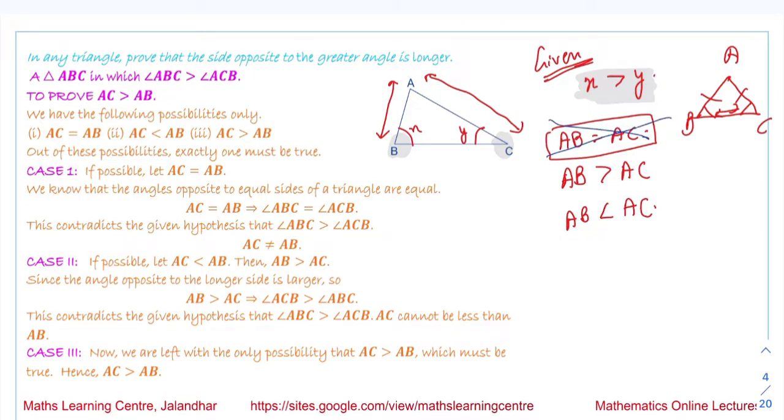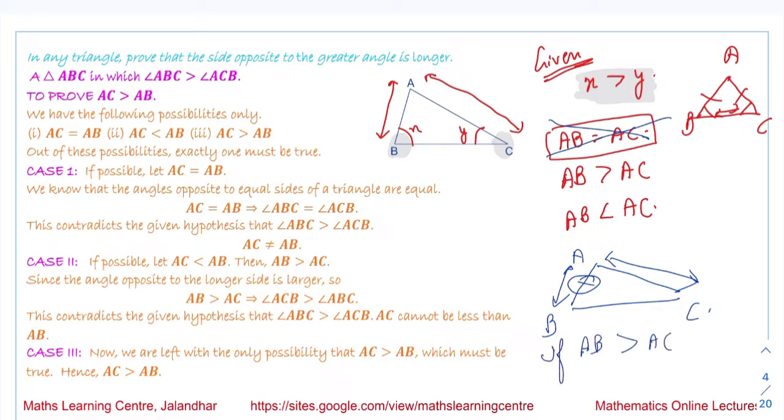Second, suppose a triangle is given, ABC, and we are saying that AB is greater than the side AC. Then from the previous theorem that we have done, we know that if AB is greater than AC, then angle Y will be greater than angle X. Opposite to AB it is angle Y, opposite to AC it is angle X, and Y will be greater than X.